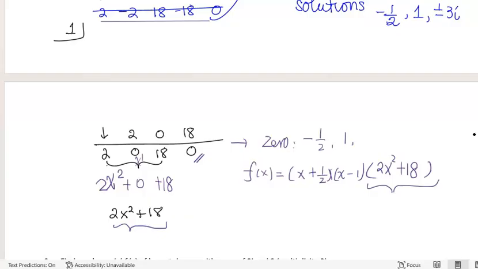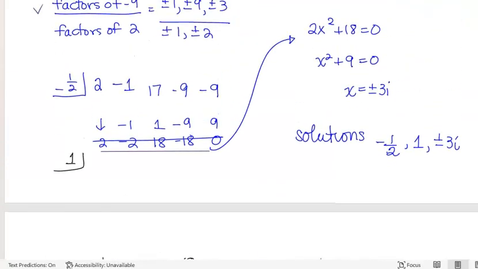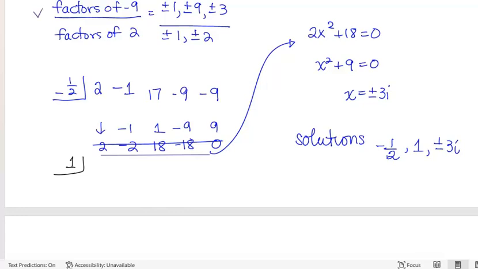Then we just need to solve 2x squared plus 18 equals 0, right? I move it and simplify, because I have a 2 as a common factor to divide out. It is x squared plus 9 equals 0. Then x squared equals -9, so x equals plus or minus 3i. That's my solution.